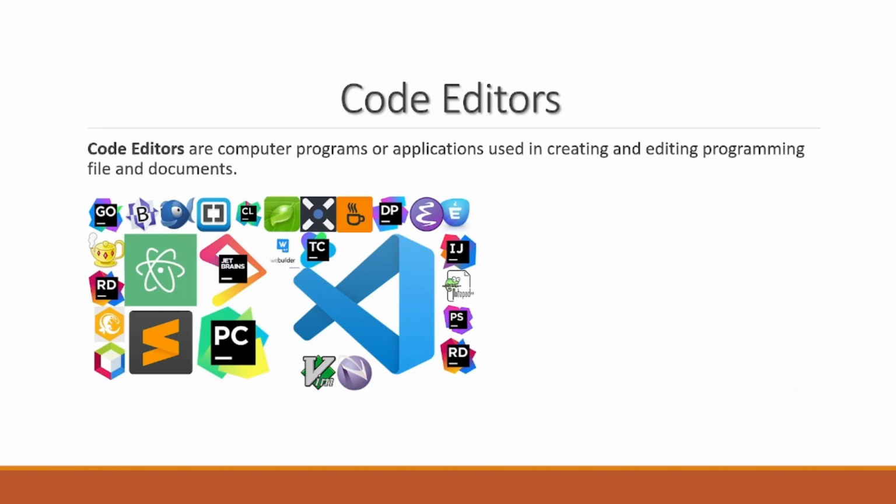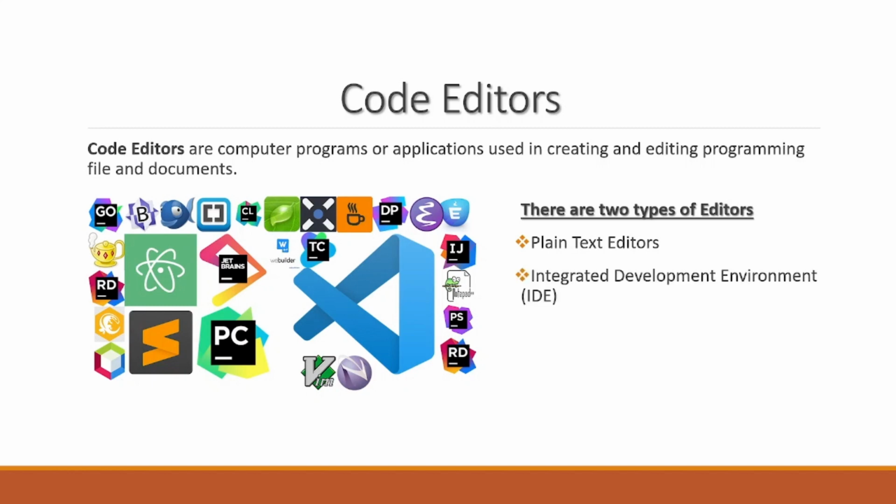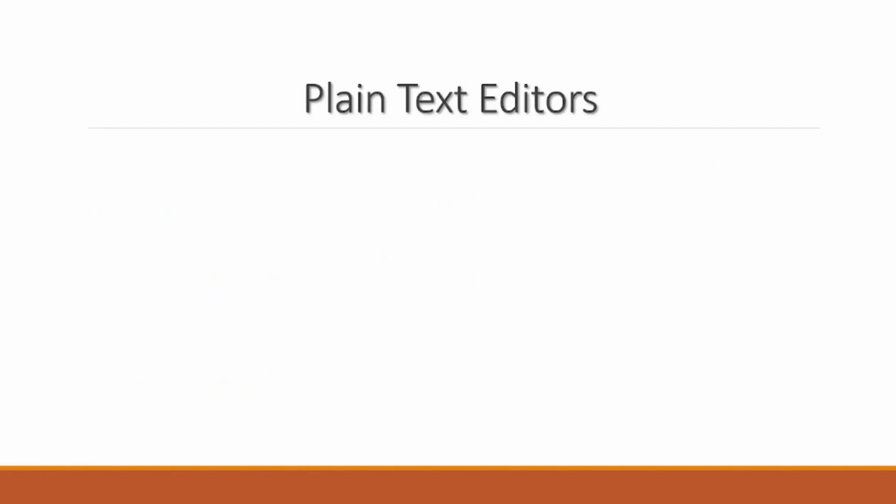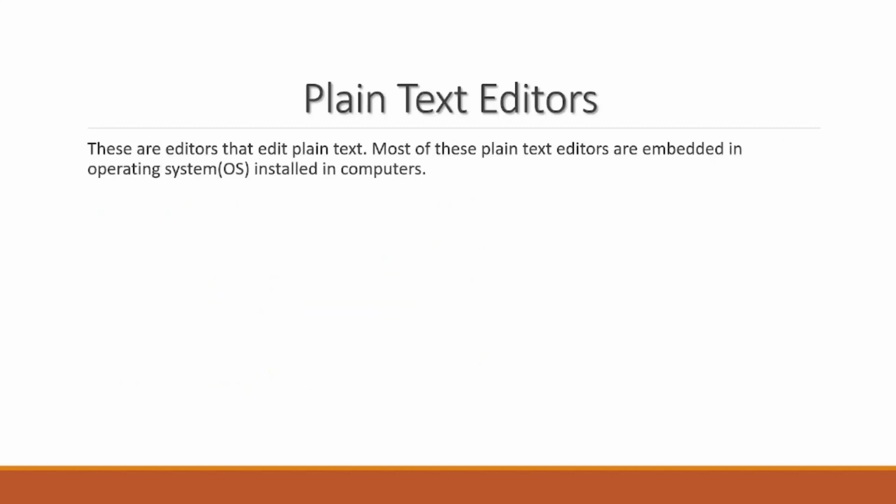Now let's talk about the code editor. Code editors are computer programs or applications used in creating and editing programming files and documents. If you want to create a programming file or document like HTML, you use this code editor. There are two types of editors. We have what we call the plain text editor, and we have what we call the integrated development environment, in short IDE.